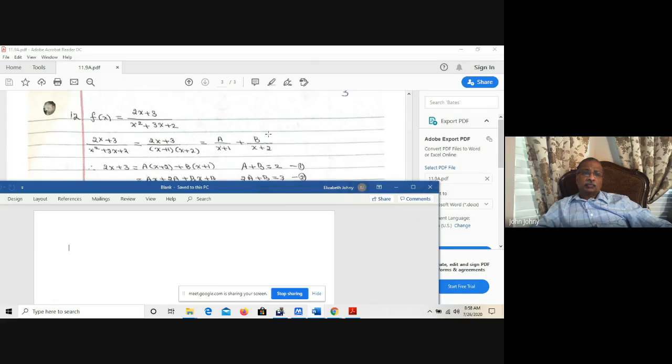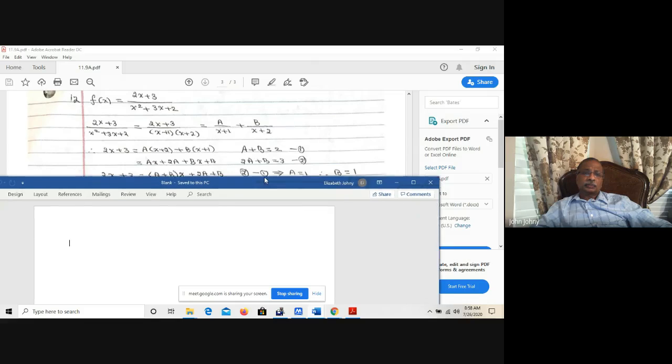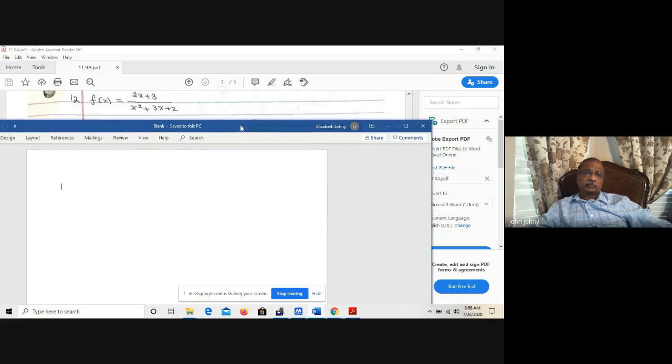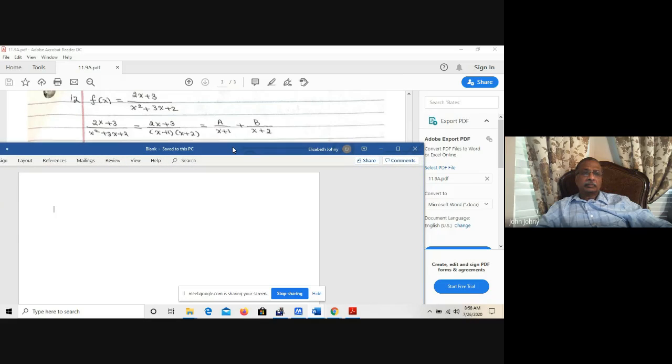Question number 12. f of x is equal to 2x plus 3 divided by x squared plus 3x plus 2. You decompose it into partial fractions. Factor the denominator first. Denominator is x plus 1 times x plus 2. So it becomes 2x plus 3 divided by x plus 1 times x plus 2, which is equal to a divided by the first factor plus b divided by the second factor.